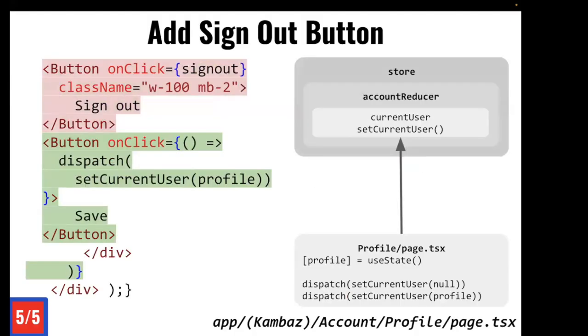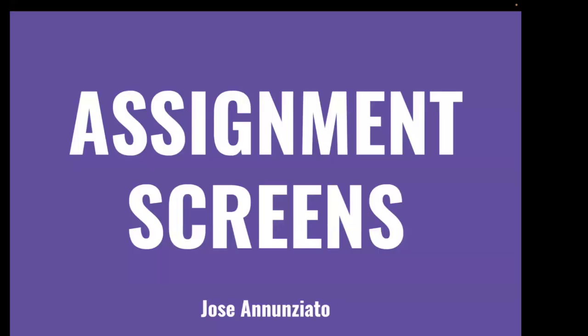And finally, the last implementation in the profile is that it can either sign out and call signout, right? The function which we saw earlier basically sets the current user to null, so there's no one logged in, right? And then it navigates you out to the sign-in screen, or you can click on a save button, which calls setCurrentUser with the profile, right? And it saves the changes, maybe a new email, a new address, and all that information would be available in the global scope.